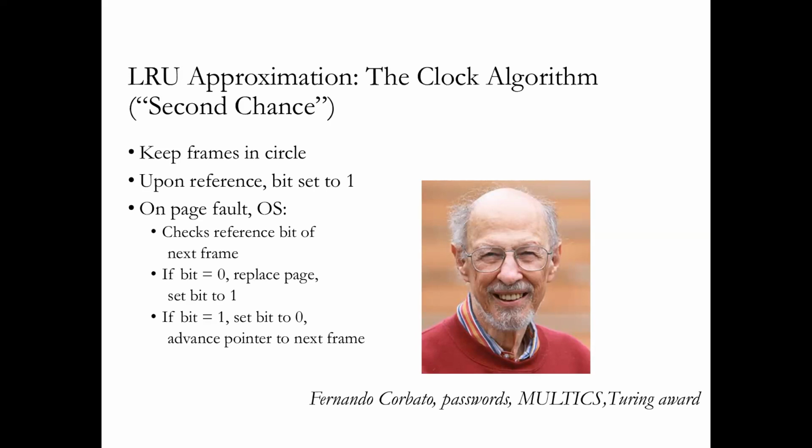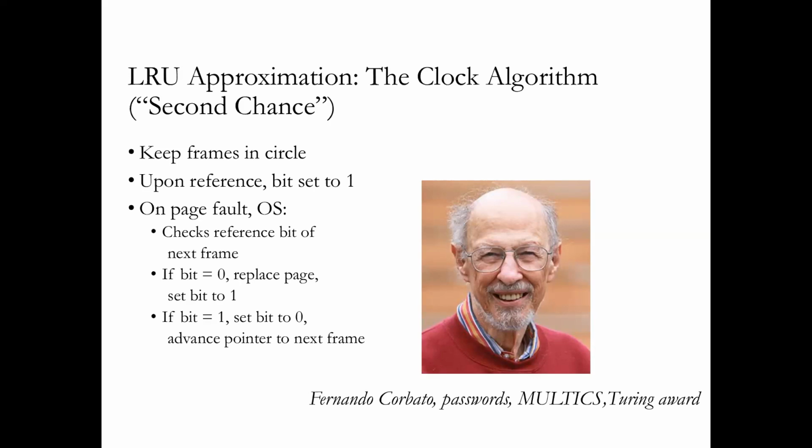So the idea here is that we're going to keep frames in a circle. Upon reference, the bit is set to 1. So once we reference the page the first time, we're going to set the bit to 1. On a page fault, there are two possibilities. If the bit is 0, then replace the page and set the bit to 1, because once we replace the page, we reference the page, so we set the bit to 1. If the bit is 1, then we are not going to replace this page. We're just going to clear the bit to 0 and then advance the pointer to the next frame.